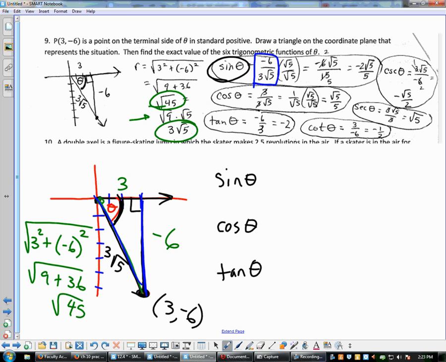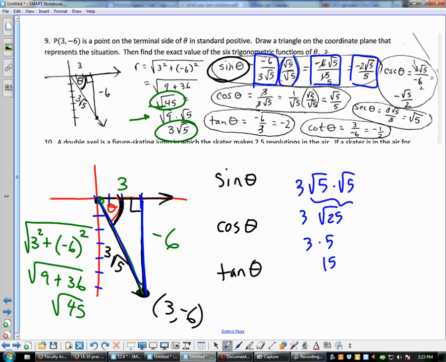And then I had to rationalize the denominator. That means get rid of the radical. So I multiplied by square root of 5 over square root of 5, and I get negative 6 rad 5 over 15. How did I get 15? 3 times square root of 5 times square root of 5 is 3 times square root of 25. That's 3 times 5, which is 15. And then the 6 and the 15 reduce to negative 2 over 5. So I get negative 2 rad 5 over 5.